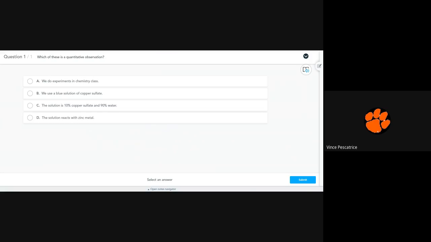So let's practice. You're going to get 4 different situations here. These are 4 different observations. We do chemistry, we do experiments. The solution is blue. The solution is 10% copper, 90% water, or the solution reacts with the metal. Which one of those is quantitative? So think about the base word in it, and then tell me which one is quantitative. On these, normally I would put like 30-ish seconds on this because you're selecting one answer, and that's it. So go ahead and select one.